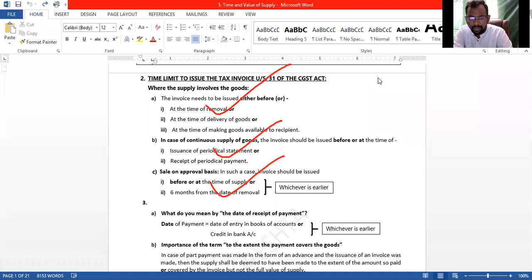Customer did not accept, sir, in 6 months. If the customer does not accept, that's the thing. You need to issue the invoice on the last date on which the 6 months time limit is completed.